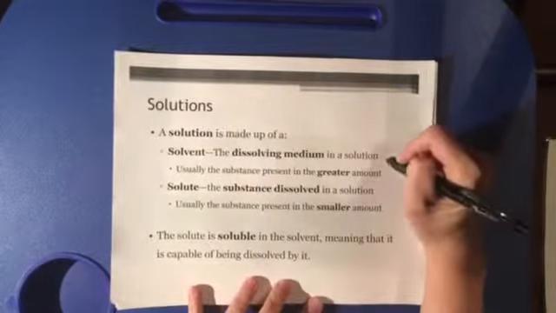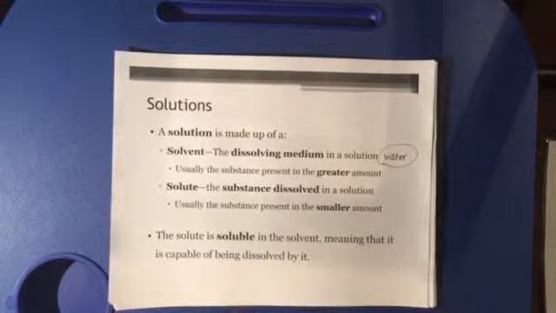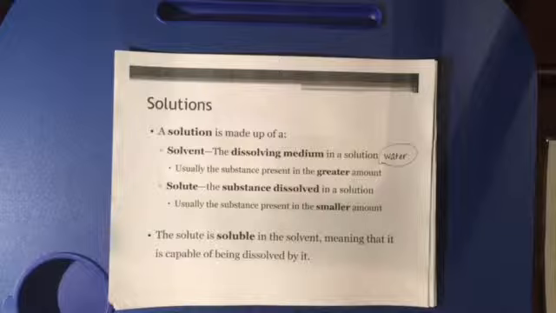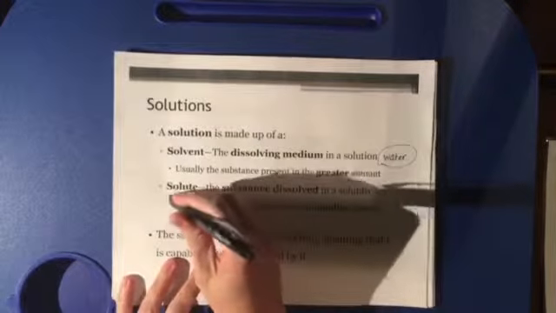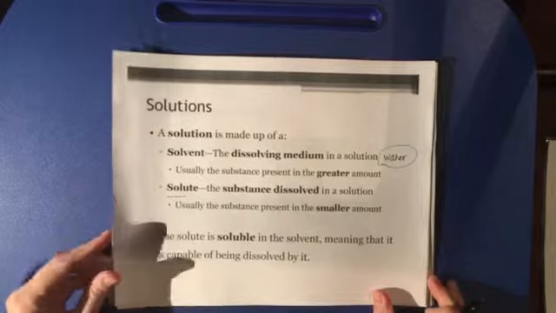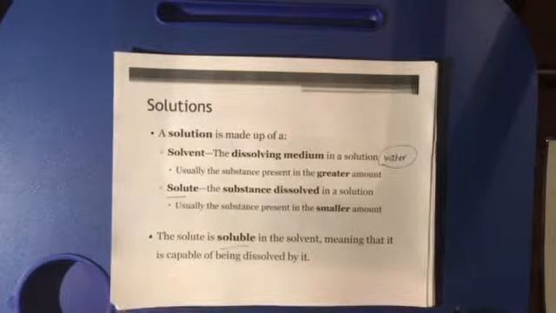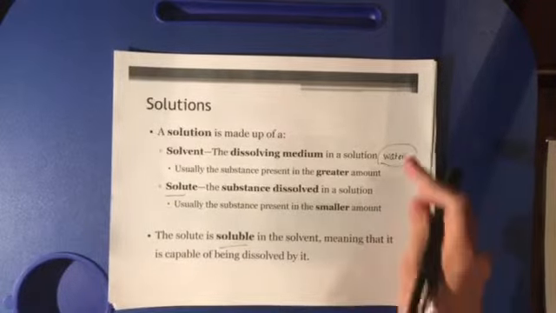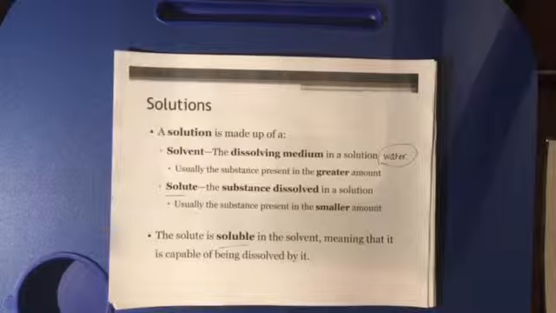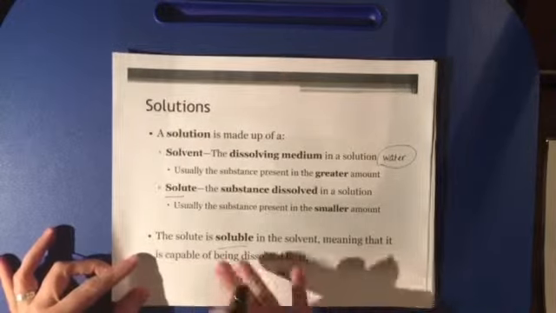The most common solvent is water. This is almost always what things are dissolved in. And then solutes can be anything that's dissolved in the solvent. The solute is soluble in the solvent, meaning that it's capable of being dissolved by it. So there are certain things that aren't soluble, like if you put sand in water, it wouldn't dissolve, it would be insoluble. But here we're going to be dealing with solutions that have a soluble solute.